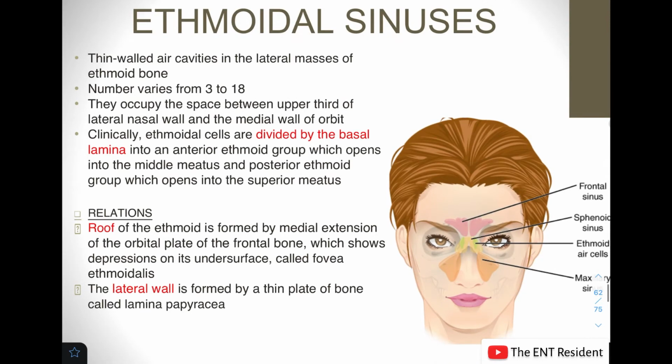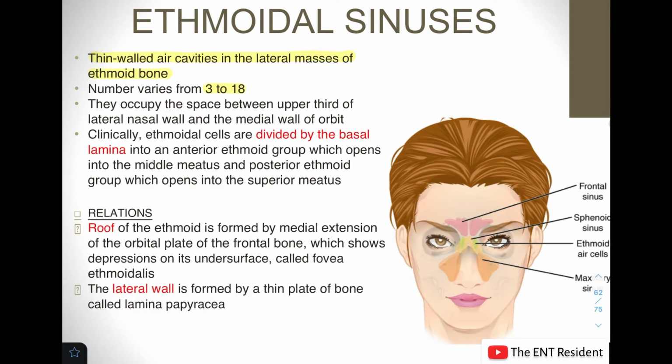Next, we move on to the third sinus, which is the ethmoidal sinus. Now, there is a lot you need to know about the ethmoidal sinuses. They are actually very thin walled air cavities lying in the lateral masses of the ethmoid bone. It varies in number from 3 to 18, and clinically the ethmoidal cells can be divided by the ground lamella or the basal lamella.